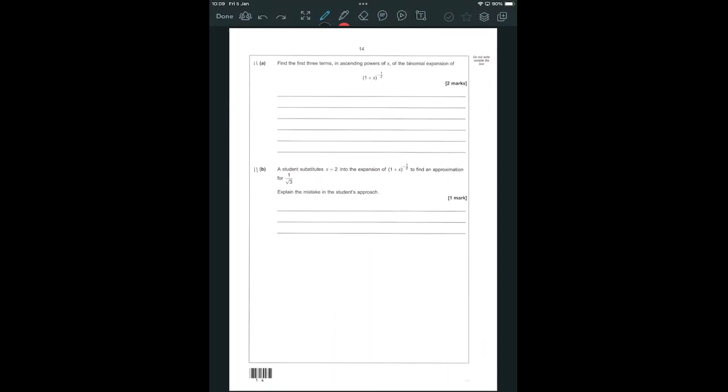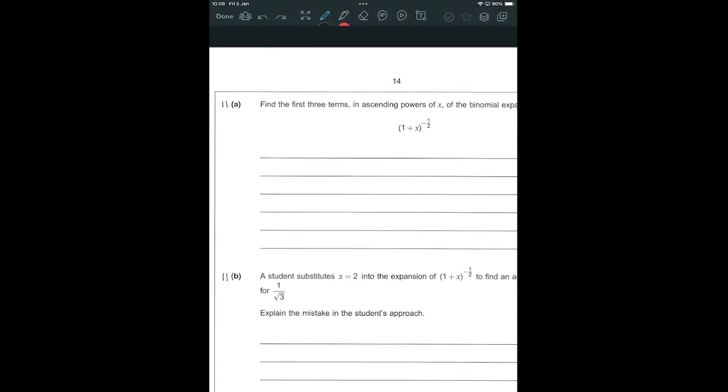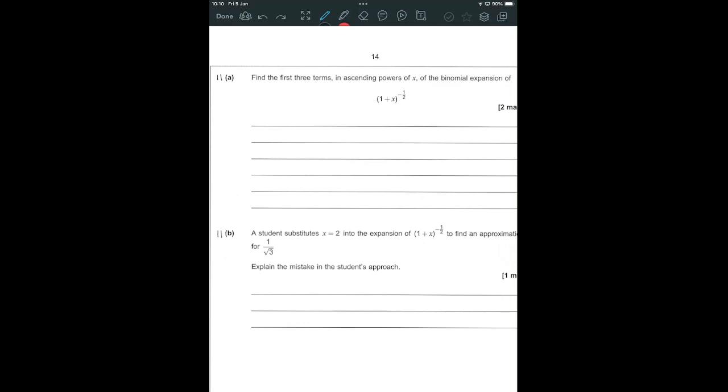Question 11. Find the first 3 terms in ascending powers of x of that binomial expansion. So that's 1 plus x to the negative a half. We want the first 3 terms. Well, that's quite nice. The first term is just 1. The second term is the power times the x thing. And the third term is the fanciest one. It's the n, n minus 1 over 2 times the x thing squared. Notice here the x is just an x. There's nothing fancy going on there.